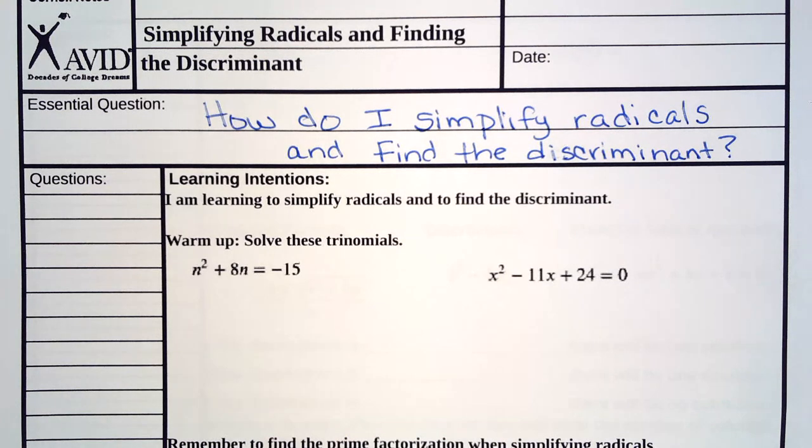Hello class, we're still learning how to simplify radicals, but we're going to add to it how to find the discriminant. We're doing this in preparation for using the quadratic formula. So, how do I simplify radicals and find the discriminant is our essential question. Learning intention: I'm learning to simplify radicals and to find the discriminant.